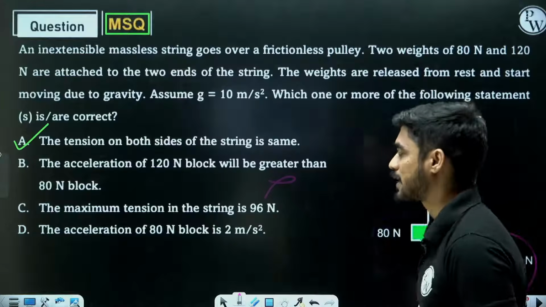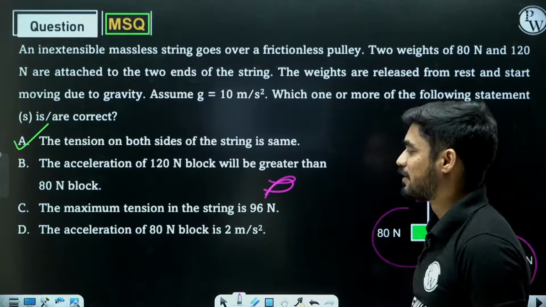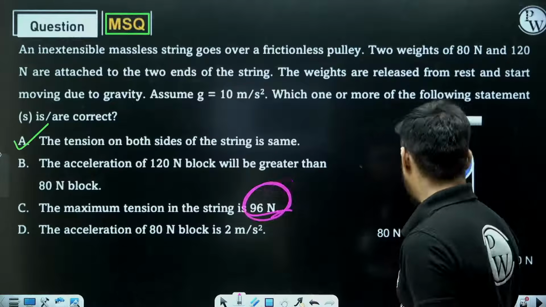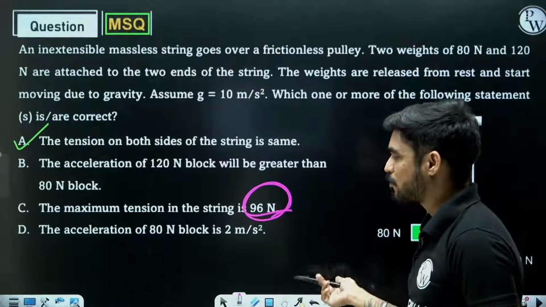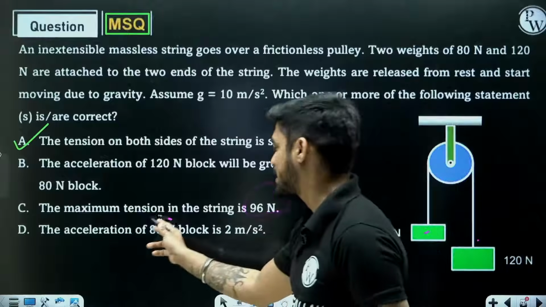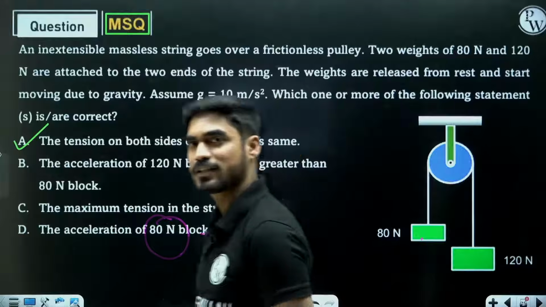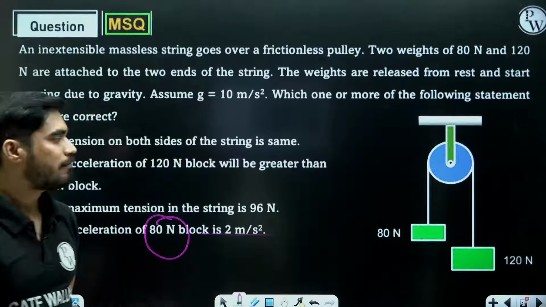So this option is correct. Sorry, incorrect. Maximum tension in the string is 96 Newton. See, both will have the same tension. So we'll have to calculate the tension, and the acceleration of the 80 Newton block is 2 meter per second square. So you have to calculate acceleration. Now how will we solve this?